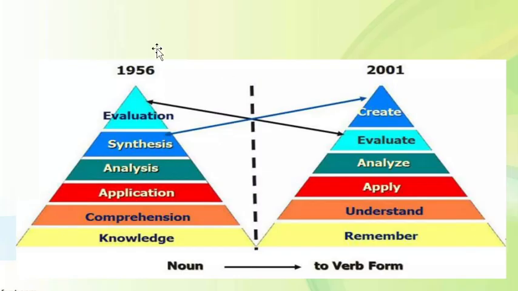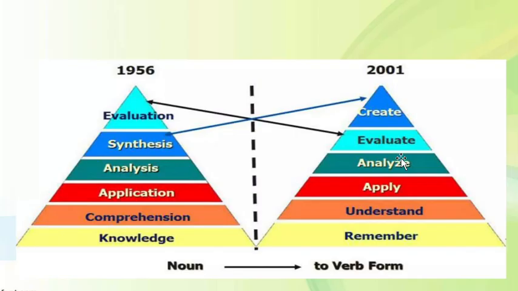Now you can easily see the difference. In 1956, we have the foundational level, that is knowledge. Then we have comprehension, application, analysis, synthesis, and evaluation. But in 2001, the foundational level is remembering instead of knowledge. Then we understand instead of comprehension. We apply the things instead of just learning about the application.